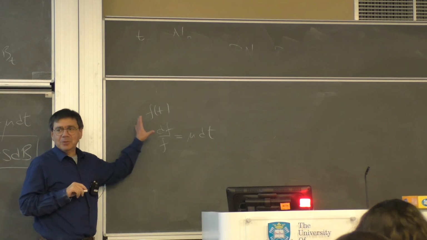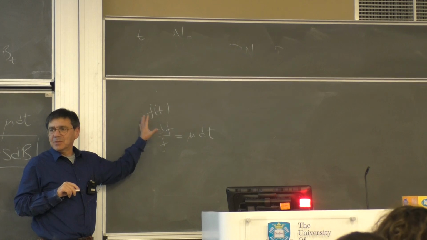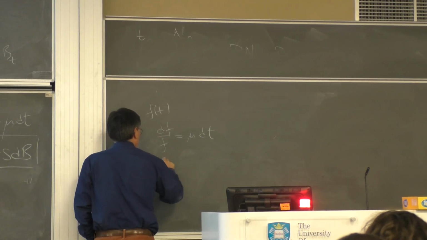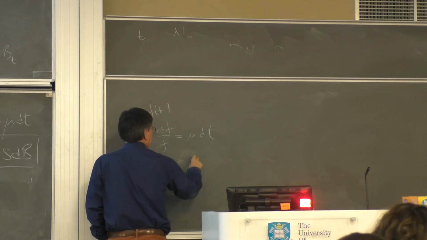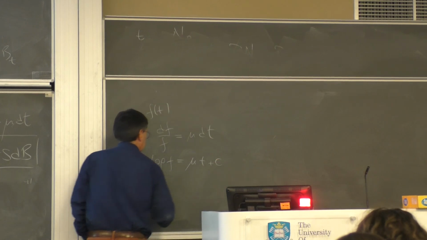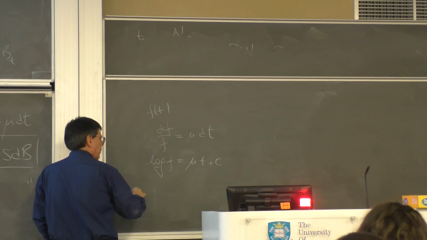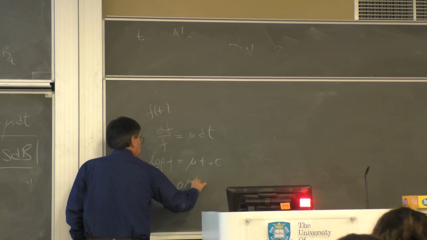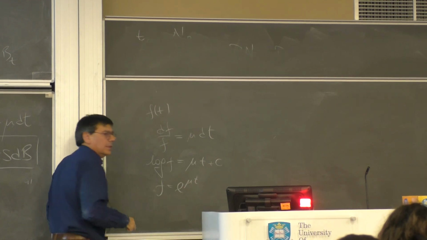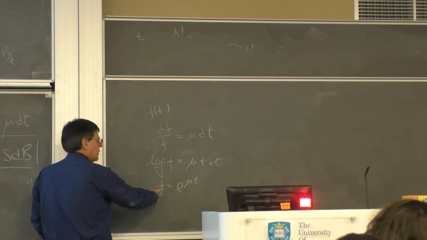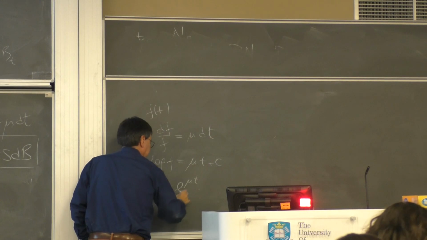This is a separable differential equation if you want. We can solve it, we can integrate both sides. So we're going to get log of f is mu times t plus a constant. And then we take e to the both sides, and then we're going to get f is e to the mu t times e to the c. So let's just write this times another constant, and we know which constant that is going to be. It's going to be f of 0.